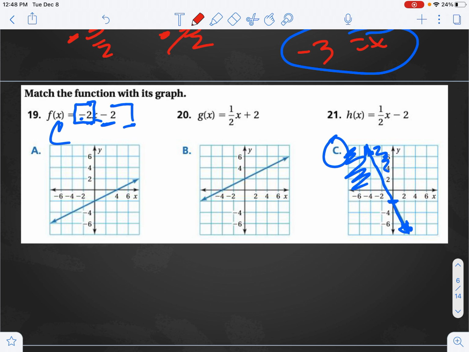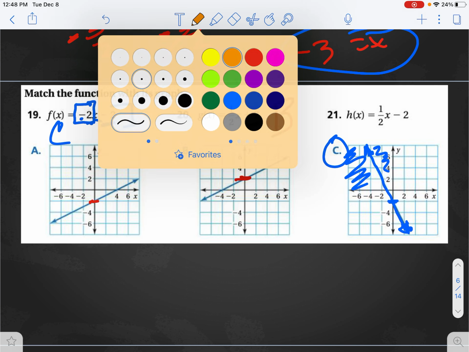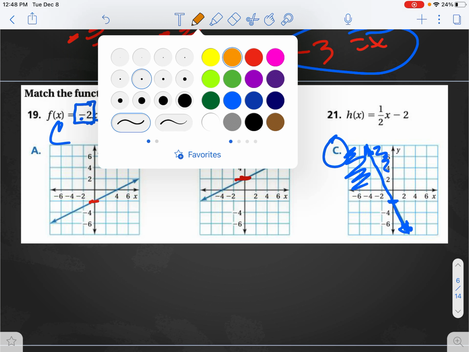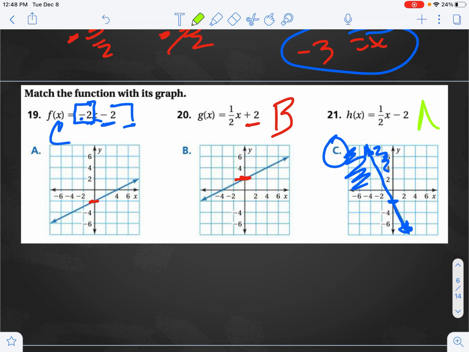Now for 20, we're going to go with the same thing. We have a y-intercept of +2. +2, -2. Well, can't be this one, so that has to be B. And then by default, we see that number 21 has to be A, because A is our last one. But we can double check. It has a y-intercept of -2, and it's going in the positive direction. We have a positive slope here.